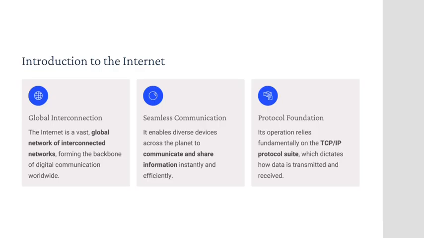First, let's understand what is the internet. The internet is not a single network, it is a network of networks. That means many small networks like college networks, office networks and mobile networks are connected together globally. Because of this interconnection, devices in the world can communicate and share information.